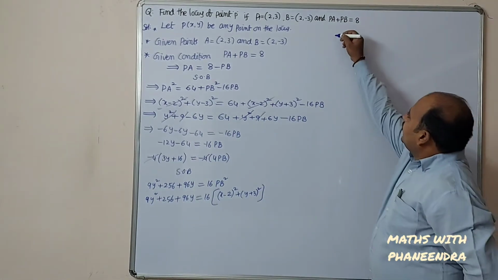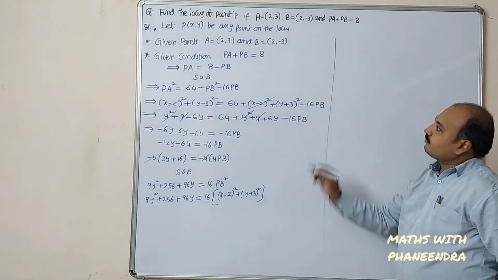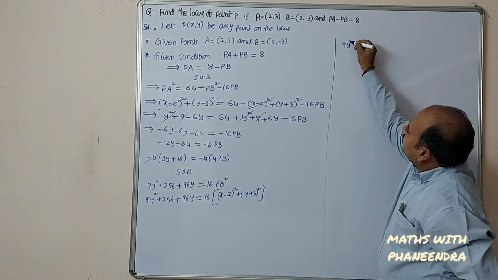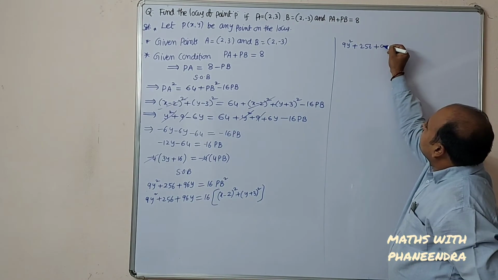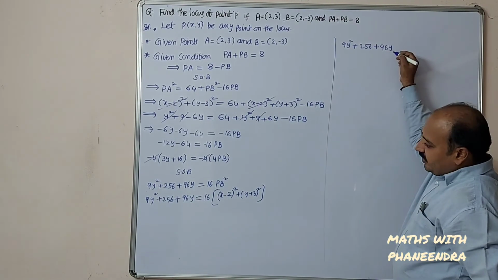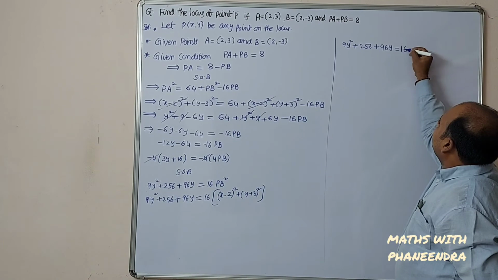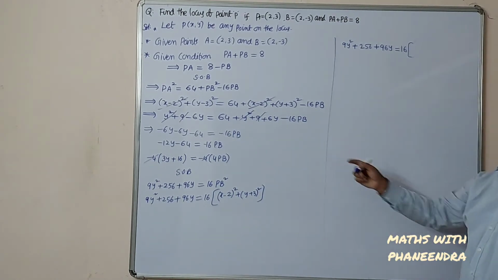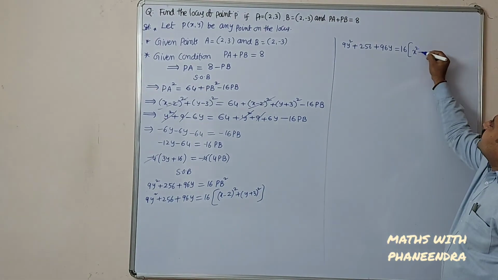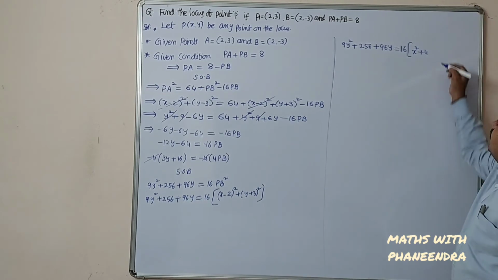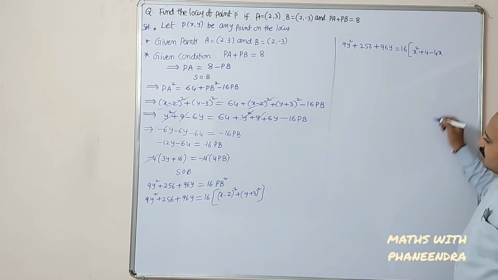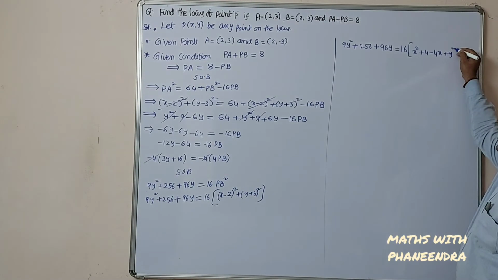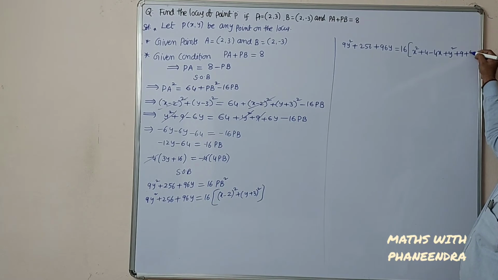So I will continue here. 9y square plus 256 plus 96y is equal to 16 into bracket, x minus 2 whole square expansion, x square plus 4 minus 4x, y plus 3 whole square, y square plus 9 plus 6y.